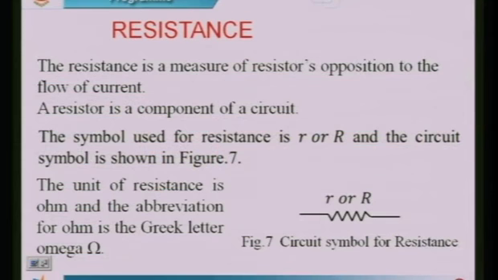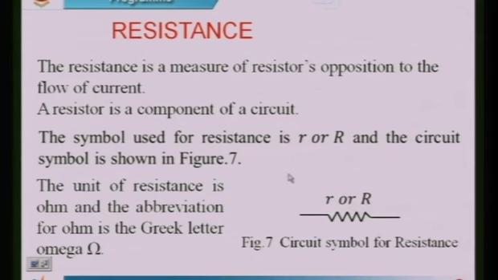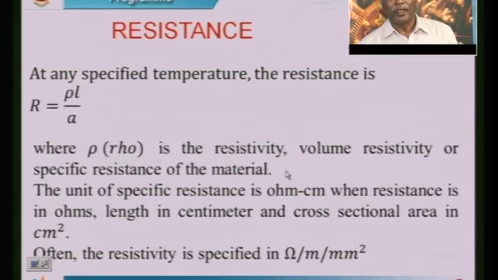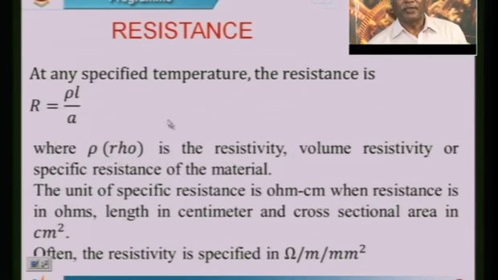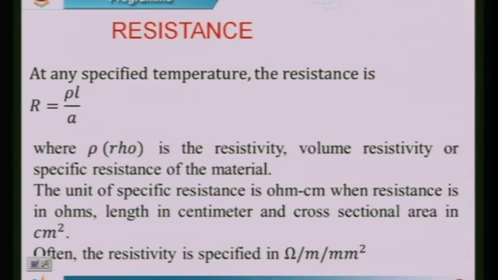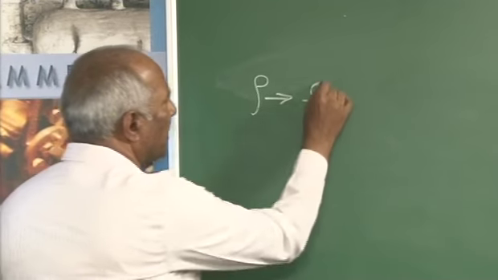The symbol used for the resistance is this one, which can be represented by small r or capital R as the case may be. The unit of resistance is ohm, and it can be calculated by this expression: R is equal to rho L by A, where rho is nothing but the resistivity, L is the length over which the current is flowing, A is the area over which current is flowing. Rho is the resistivity, and the unit of this one can be ohm centimeter.